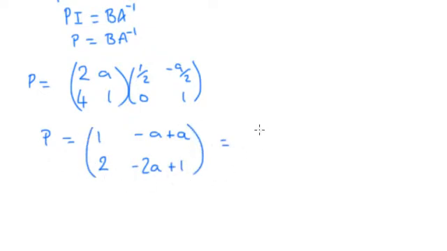So if we simplify that, we get 1, 0, 2, and then negative 2a plus 1. You might have written that as 1 minus 2a. Obviously that's the same thing.